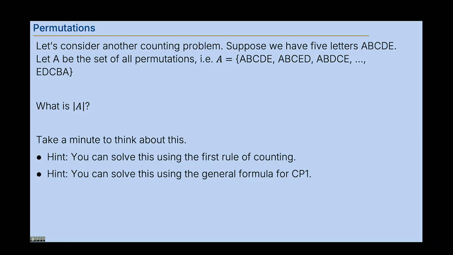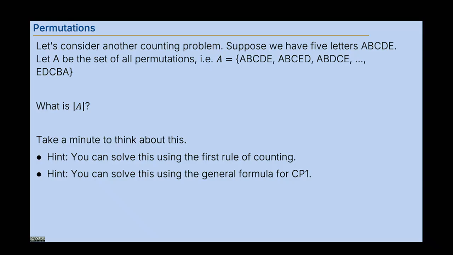Okay, I'm going to steal back the room on this one. So someone give me a quick, what's the answer? First of all, yeah? 120, great. So how do we get that? That's 5 factorial. Why is it 5 factorial? Someone give me an argument in terms of the first rule of counting?